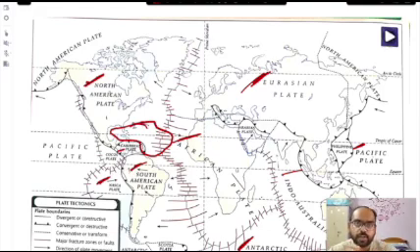Moreover, I forgot to tell you, in the previous class I said that the Rocky Mountains are on the eastern coast of North America. As a minute correction, they are on the western coast of North America.